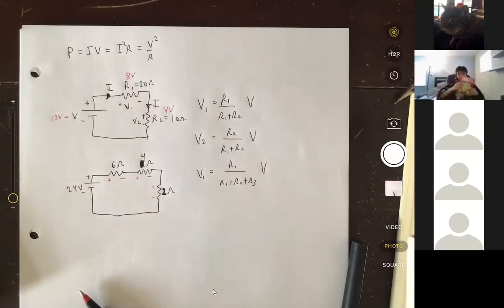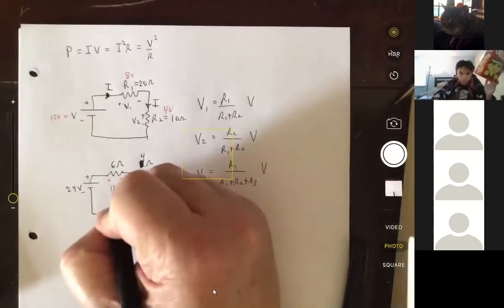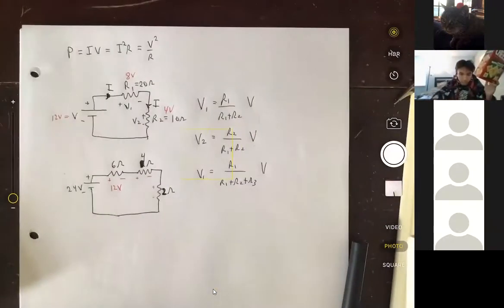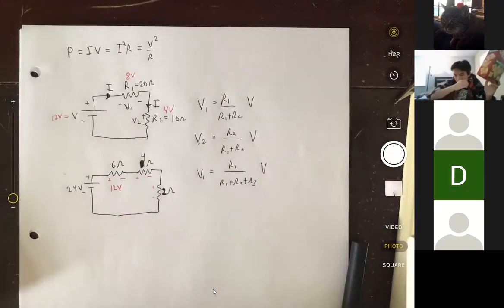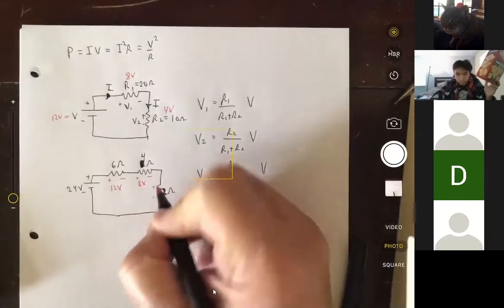Okay, hopefully everyone is doing this. Is it 12? Yeah, the voltage drop across the 6 ohm is going to be 12. He's got half the total resistance. He's going to get half the voltage. So how about the 4 ohm? How many volts is he going to get? 8. Yeah. And this guy's going to get 4.